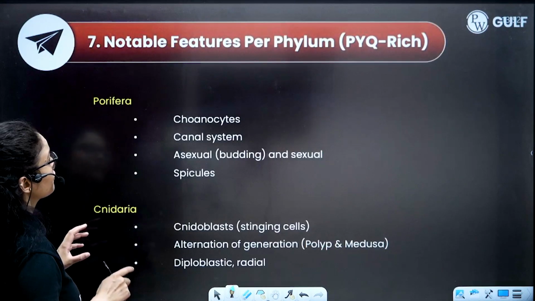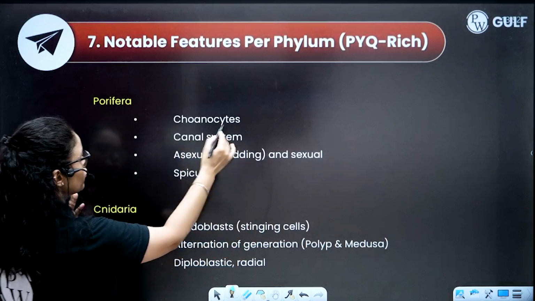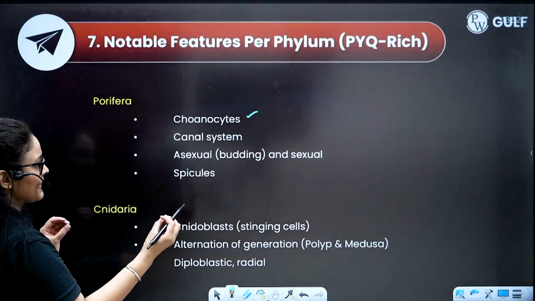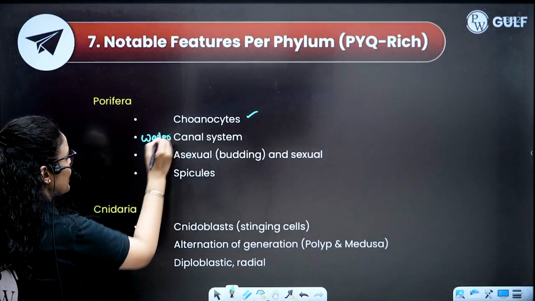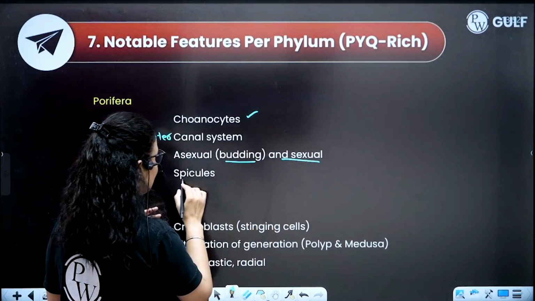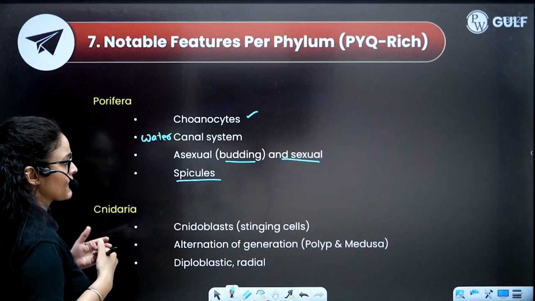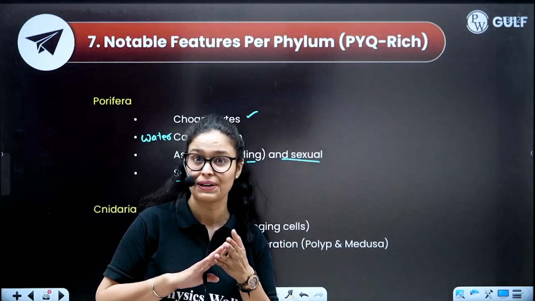Next is Porifera. If we see the Porifera, like previous year questions, rich thing. So you will find questions on their key cell, choanocyte. They have this characteristic feature called water canal system. Asexual budding and sexual reproduction, spicules, right? Sexual reproduction, and they have male and female present in a single body. That's also very important, right?